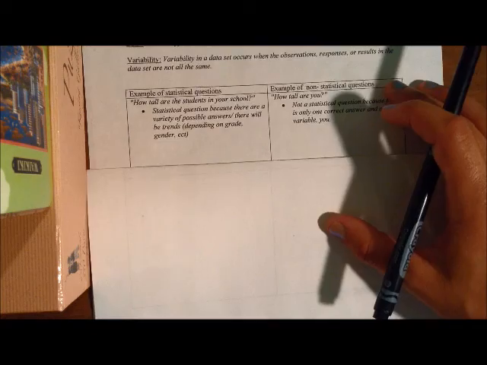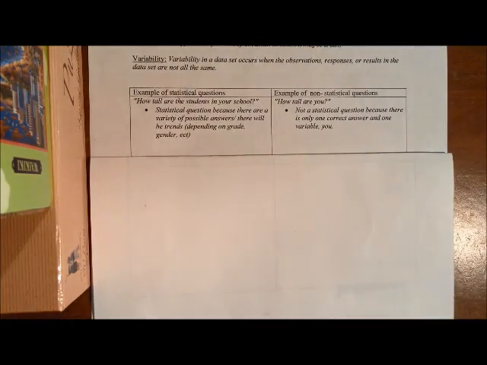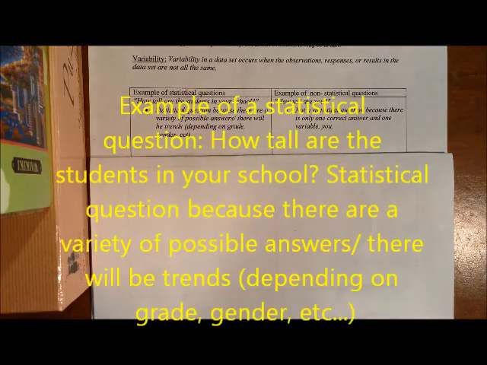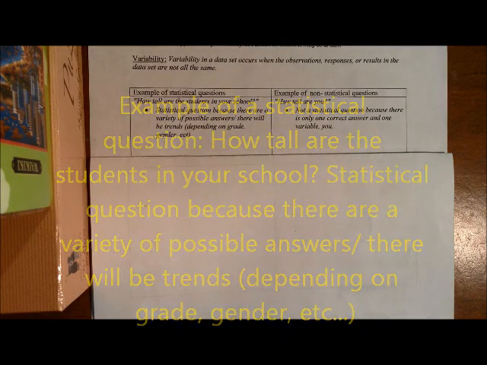Right now, I'm going to give you two examples of a statistical and a non-statistical question. And this is for your grid. So you have that grid that you should have drawn. So an example of a statistical question would be, how tall are the students in your school? This is a statistical question because there's a variety of possible answers, and these answers will have trends.